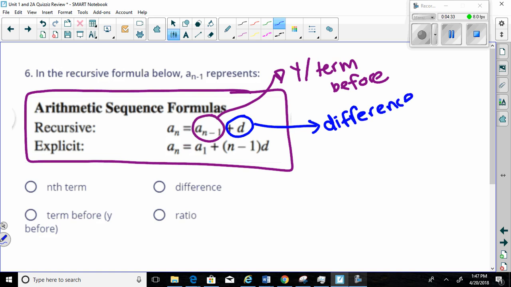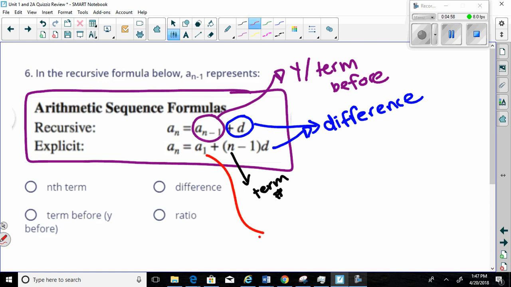So we would use this in the case of like it's just basically telling us what pattern is going on. That's what recursive means. Explicit is more of a rule. So in order to find like the 100th term, N stands for the term number. So if I'm trying to find the 100th term, I would put 100 in right there. D is still the difference, so what's being added and subtracted each time.